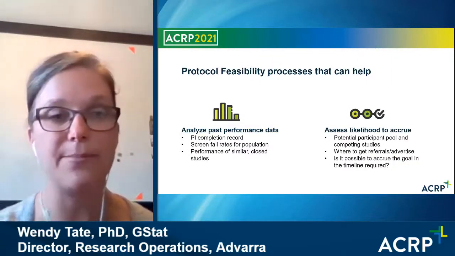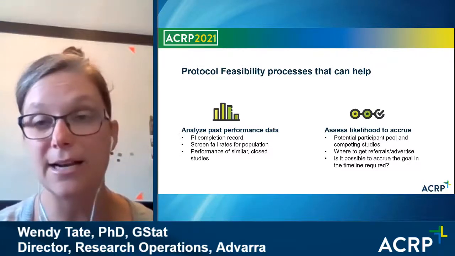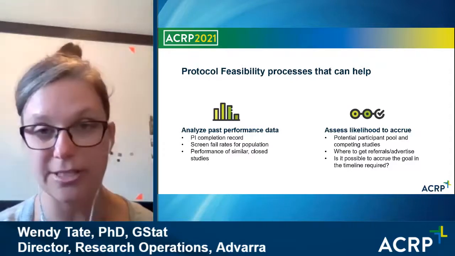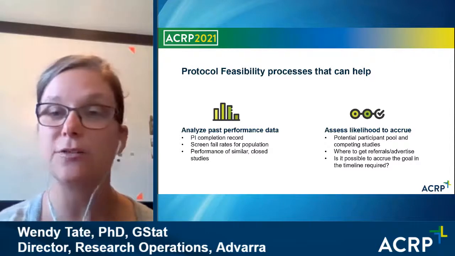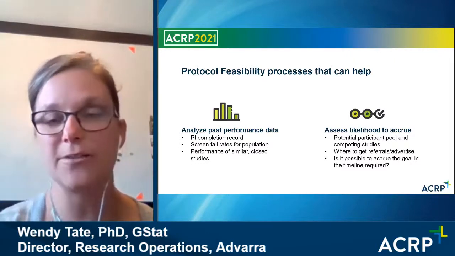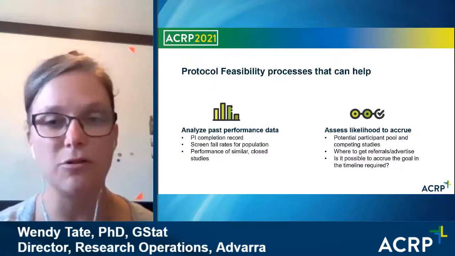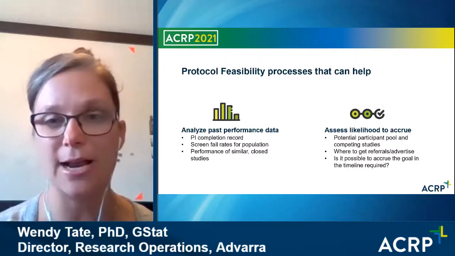And I've already mentioned a couple of these. Taking a look at your PI's completion record. How well have they done on past studies? What are the screen fail rates for that population, and how did similar studies perform? And then making sure that you don't just look on the past, because you can change things for the future. Knowing how you did before, again, opens conversations for how can you do better. If you want to accrue 10 and you consistently accrue 3 or 4, what are some recruitment strategies to try and up that to 10?